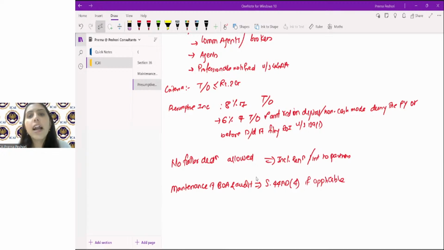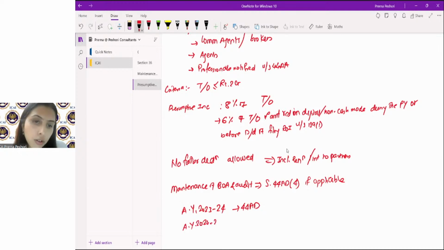So let's say I have opted for 44AD in AY 23-24. Then for the next 5 years, which is AY 24-25, 25-26, 26-27, 27-28, 28-29, 29-30, I have to be governed by 44AD.